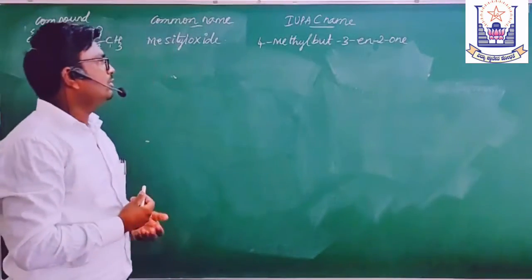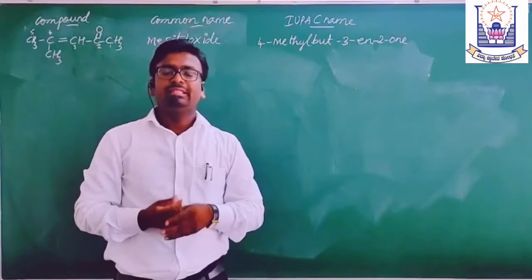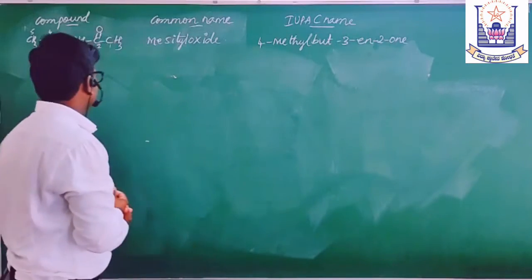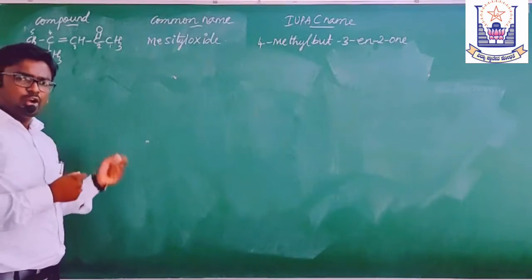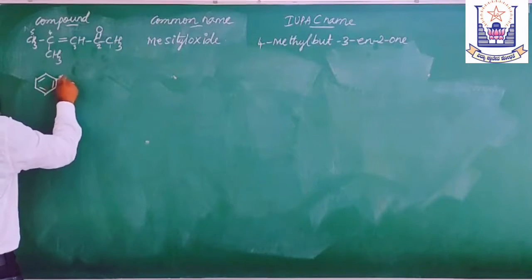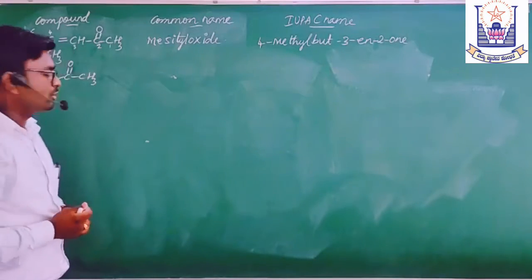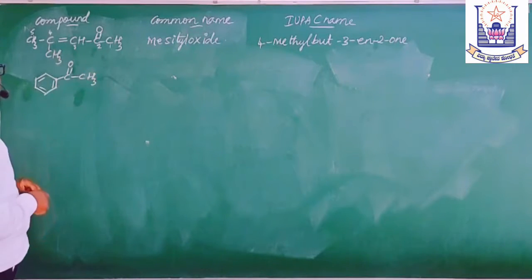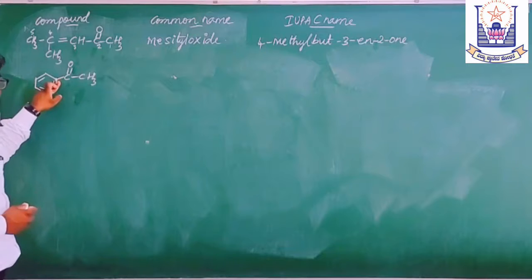Let us go for some aromatic ketones. Aromatic ketones means the ketonic group is directly present on the benzene ring. Let us consider a simple aromatic ketone. For example, we have a benzene ring, C double bond O CH3. This is called a simple aromatic ketone because we have CO R dash. Here the benzene ring will give the aromatic character. This C double bond O is directly present on the benzene ring.